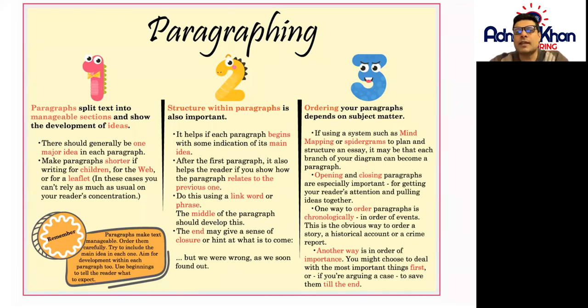It helps if each paragraph begins with some indication of its main idea. After the first paragraph, it also helps the reader if you show how the paragraph relates to the previous one. Do this using a link word or phrase. The middle of the paragraph should develop this, and the end may give a sense of closure or hint at what is to come.